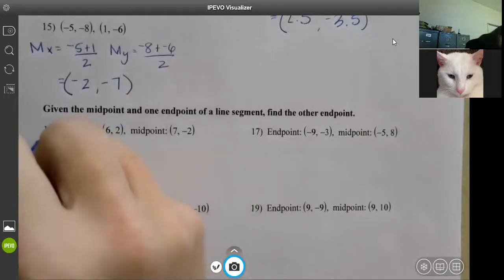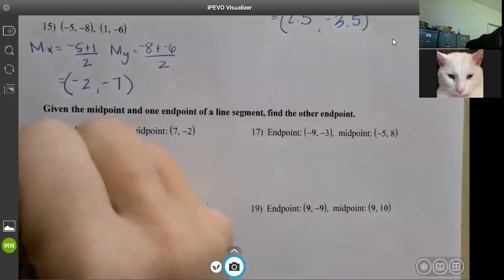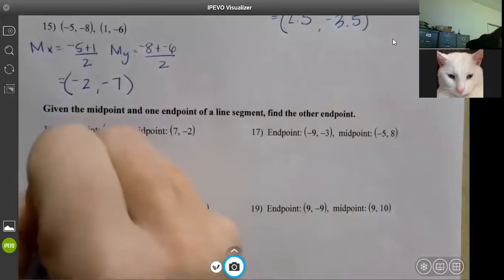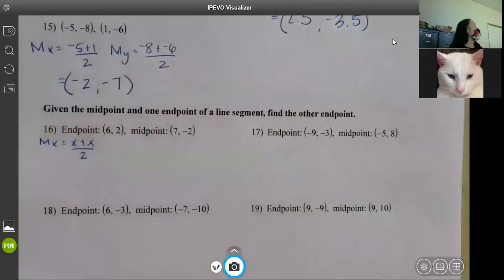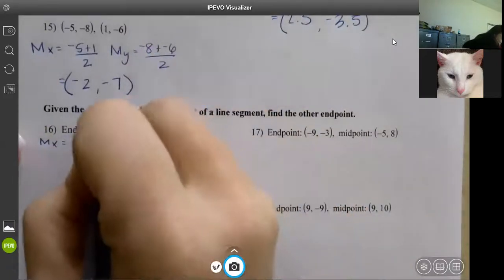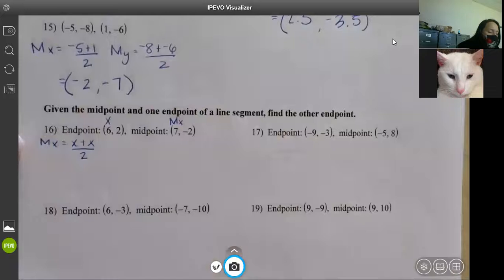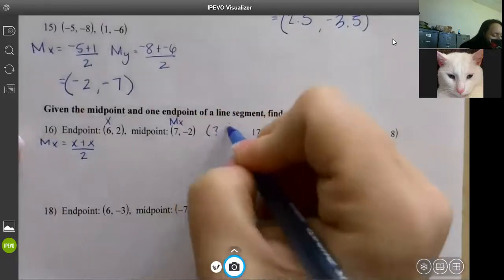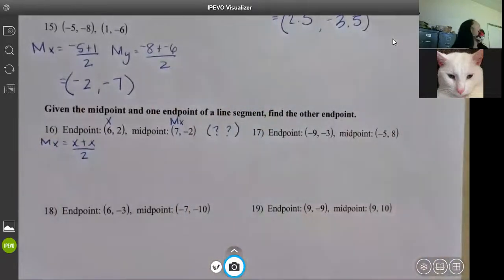So this is what you would have to do. I'm only going to show you one side of it. I won't do both sides. This is your midpoint x. This is your other x coordinate. And we're looking for this. We don't know what it is. That's what we're looking for.